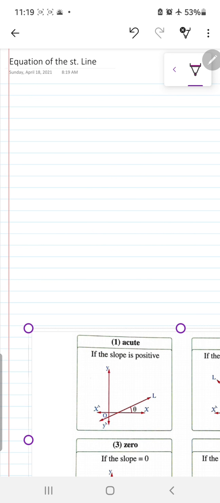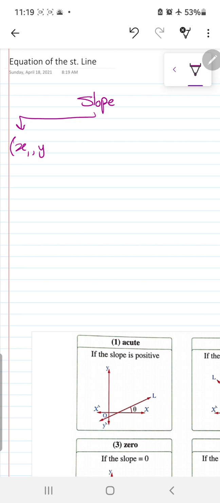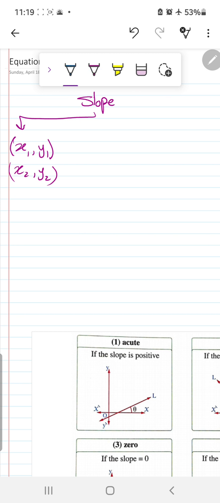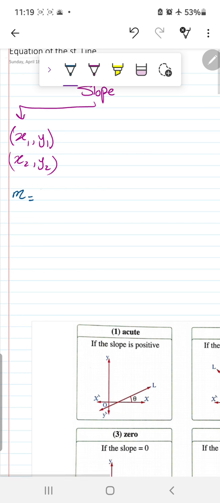Hello everyone, our lesson today is lesson 2 in unit 5, equation of the straight line. First, we want to remember how to get the slope. You studied in the previous years how to get the slope. If we have 2 points like (x1, y1) and (x2, y2), the slope m equals the difference between y coordinates over the difference between x coordinates, which is (y2 minus y1) over (x2 minus x1).